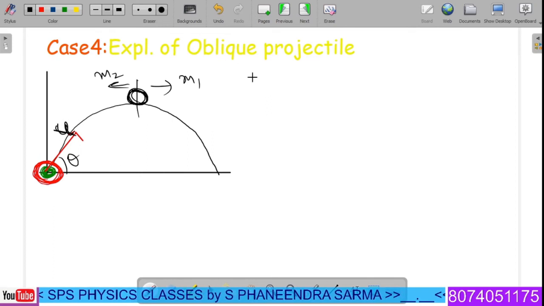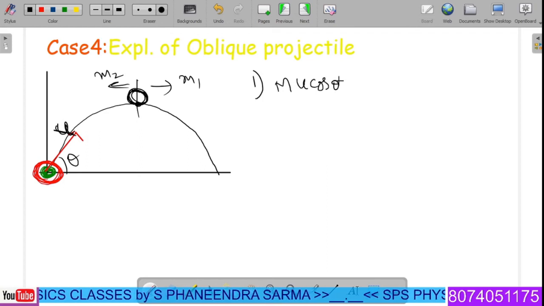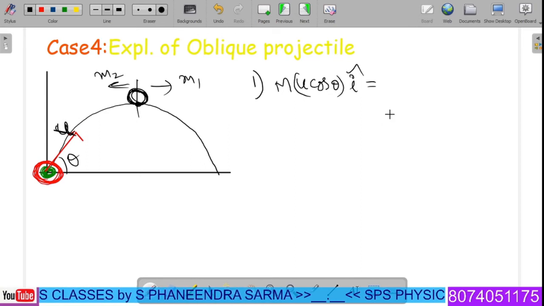The first important step here is that before the explosion happens, the entire mass m has an initial velocity in the forward direction. Therefore, you can write u cos theta in the i direction, that is i cap.